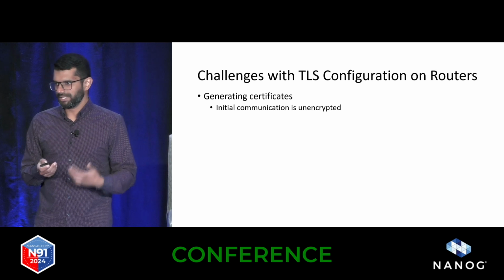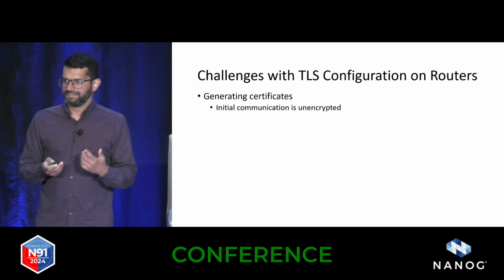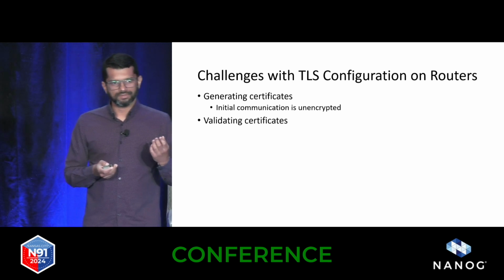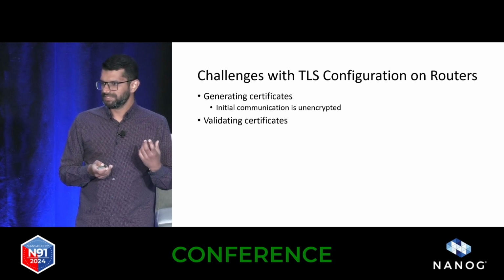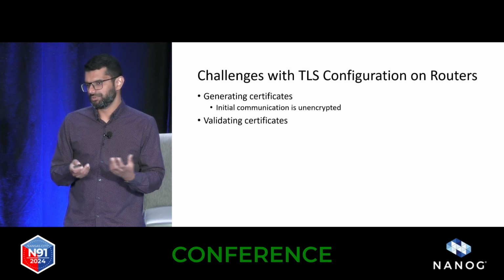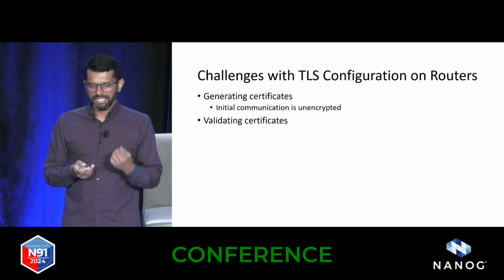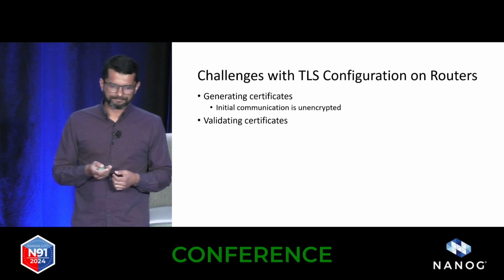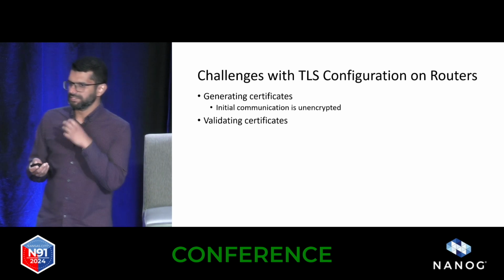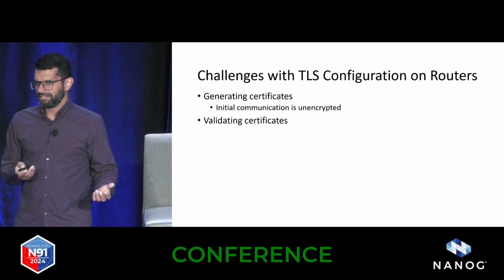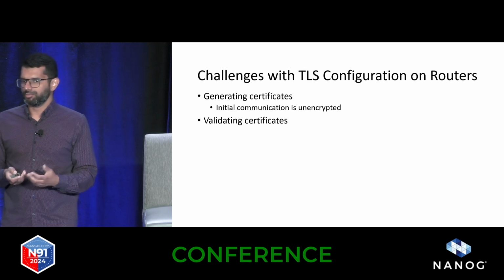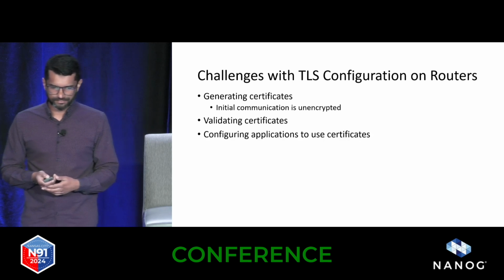But these days with modern operating systems, we are able to generate certificates on the router itself. And the issue with that is the initial communication is unencrypted. So you are transferring a certificate over most likely in plain text, or if you use SFTP, that's still encrypted. So that initial communication is unencrypted. And the other challenge was, how do you validate that a certificate is good, right? Again, you had to have the certificate outside the router and validate it using tools like OpenSSL. But again, these days the modern operating systems support commands to validate the certificate within the router itself.